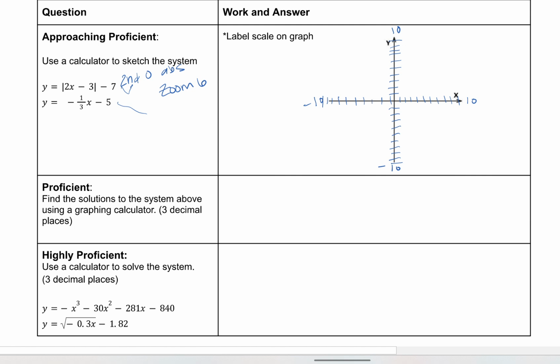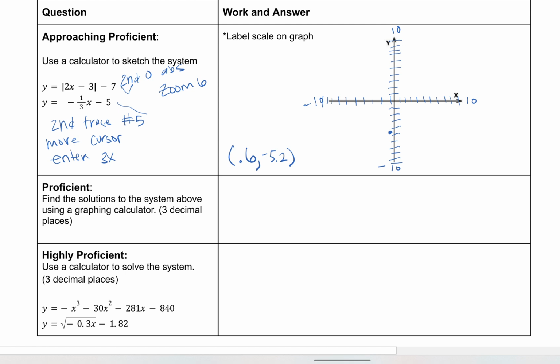Okay, and then we notice that to find where they cross, we do second trace number 5, and then we move the cursor close to the intersection point, and then we hit enter 3 times. And we're going to repeat that for as many intersections as there are. So looking at the calculator in that window, I can see that there are 2 intersection points. And the first one is at 0.6 for the x value and negative 5.2 for the y. So if I go down 5.2 and right here, I'm going to have an intersection point right here.